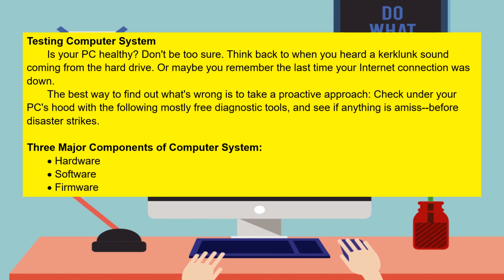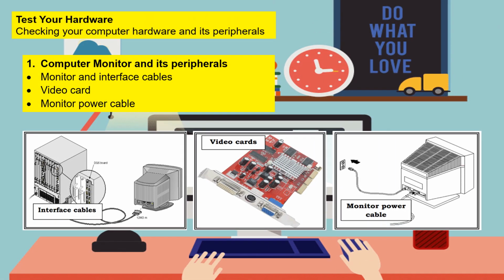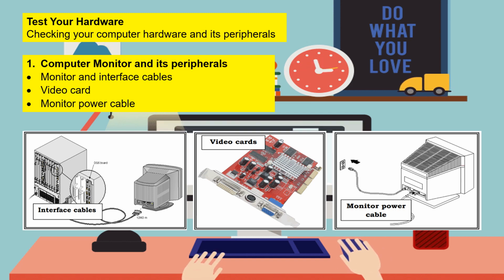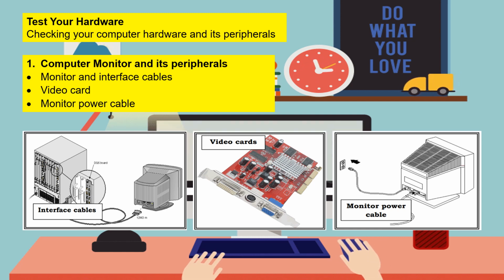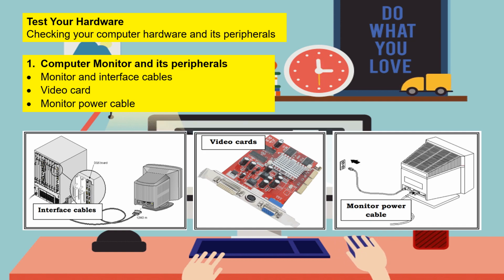Three major components of a computer system. We have the hardware, the software, and the firmware. Test your hardware. Checking your computer hardware and its peripherals. Number 1. Computer monitor and its peripherals. We have the monitor and interface cables, video card, and monitor power cable.